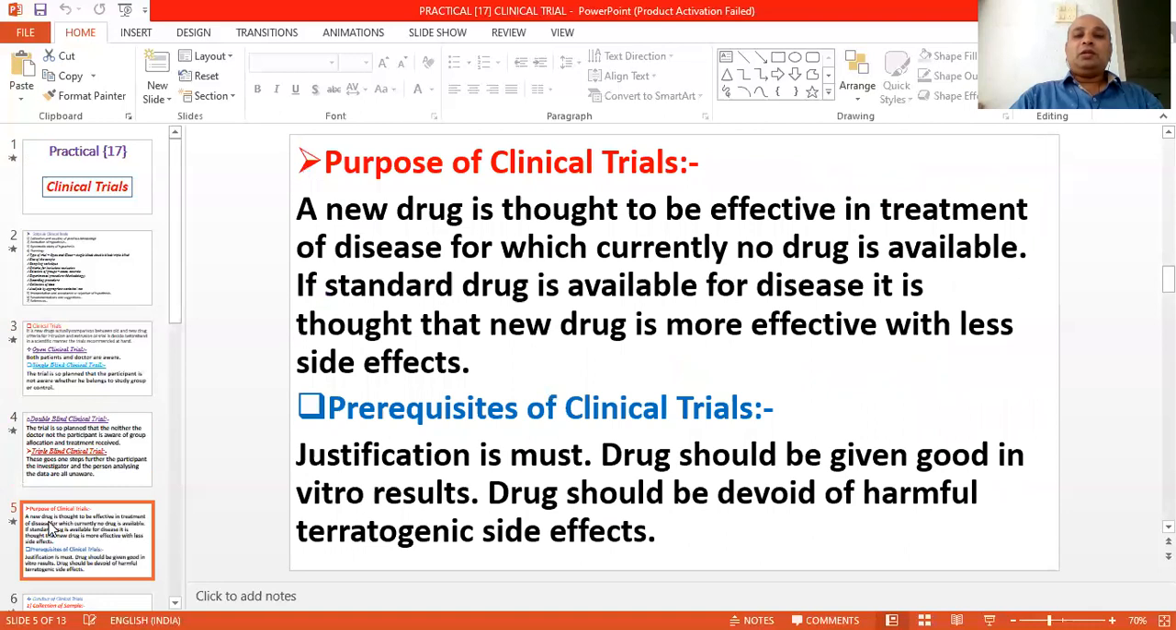Purpose of clinical trial. A new drug is thought to be effective in treatment of diseases for which currently no drug is available. If a standard drug is available for the disease, it is thought that the new drug is more effective with less side effects.